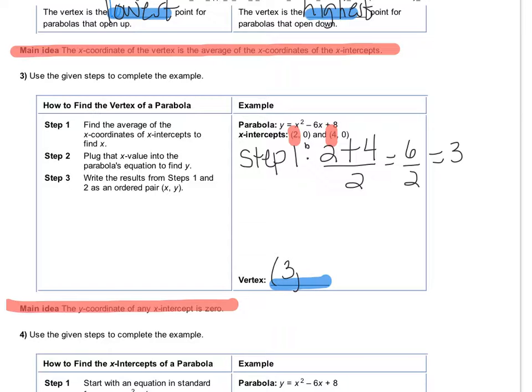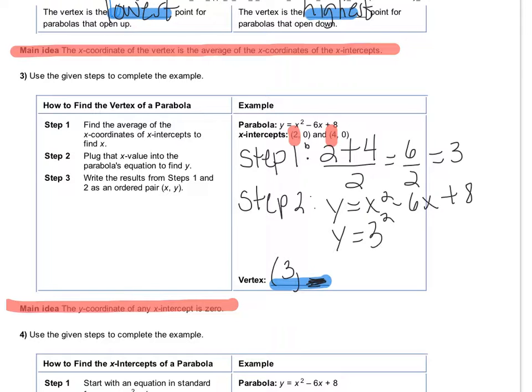It's 3. Now, step 2 says plug the x value into the parabola equation to find y. So everywhere I see an x, I'm going to put a 3. I'm just going to start plugging things in because I need to figure out what that y-coordinate is in order to get a complete point. So 3 squared minus 6 times 3 plus 8.